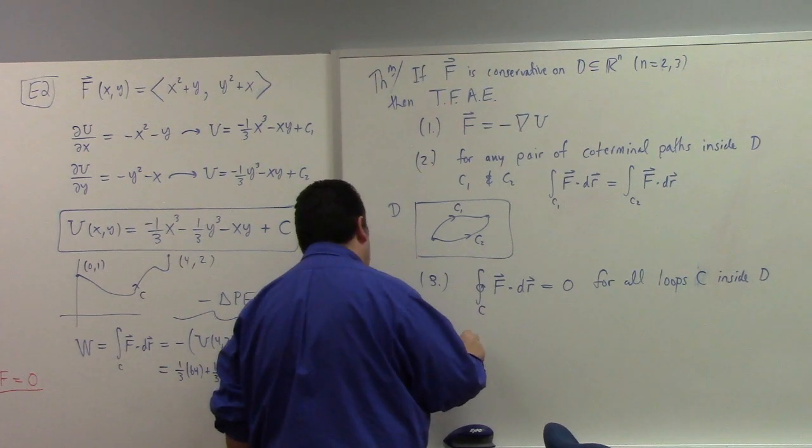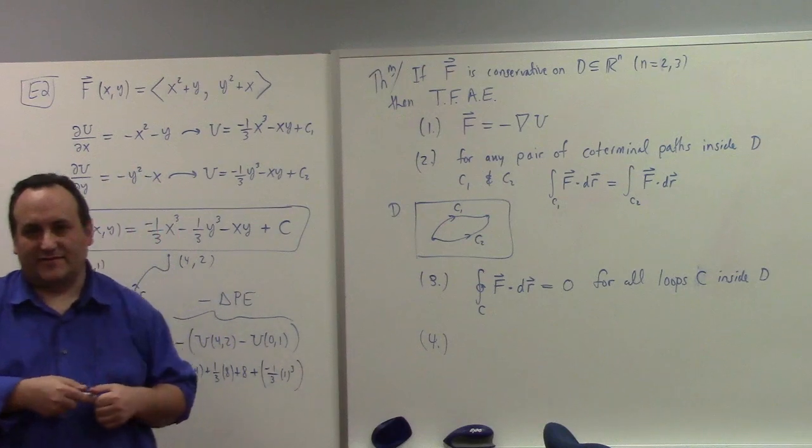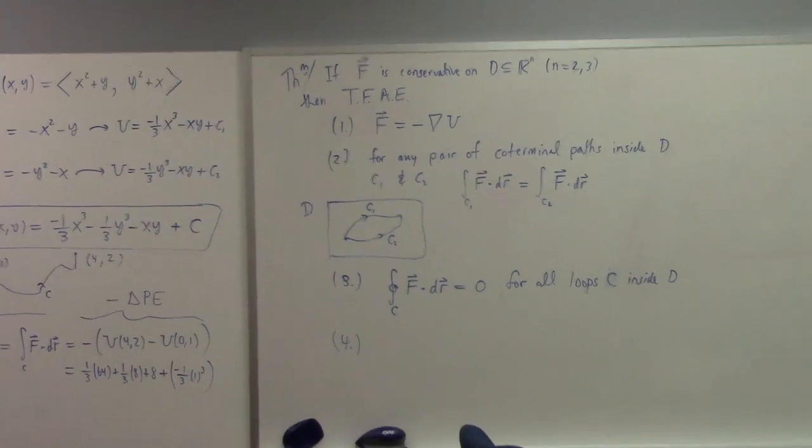But, well, let me not do that, actually. I'll save that for calculus 3. The other thing that we know is if you take the curl of the vector field, if it's 0 over a simply connected domain, that suffices to prove that it's conservative. But I don't really want to be talking about simply connected.